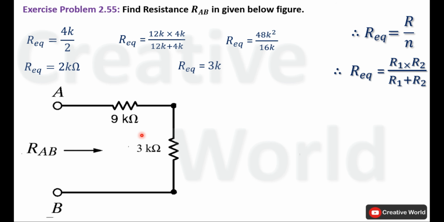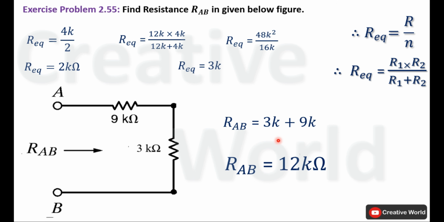Now these two resistances are converted into a series connection, so we can find their equivalent resistance that is labeled as RAB by taking the sum of both resistances, 3k plus 9k. The value of RAB will become 12 kilo ohm. So the value of RAB between these 2 points is 12 kilo ohm.